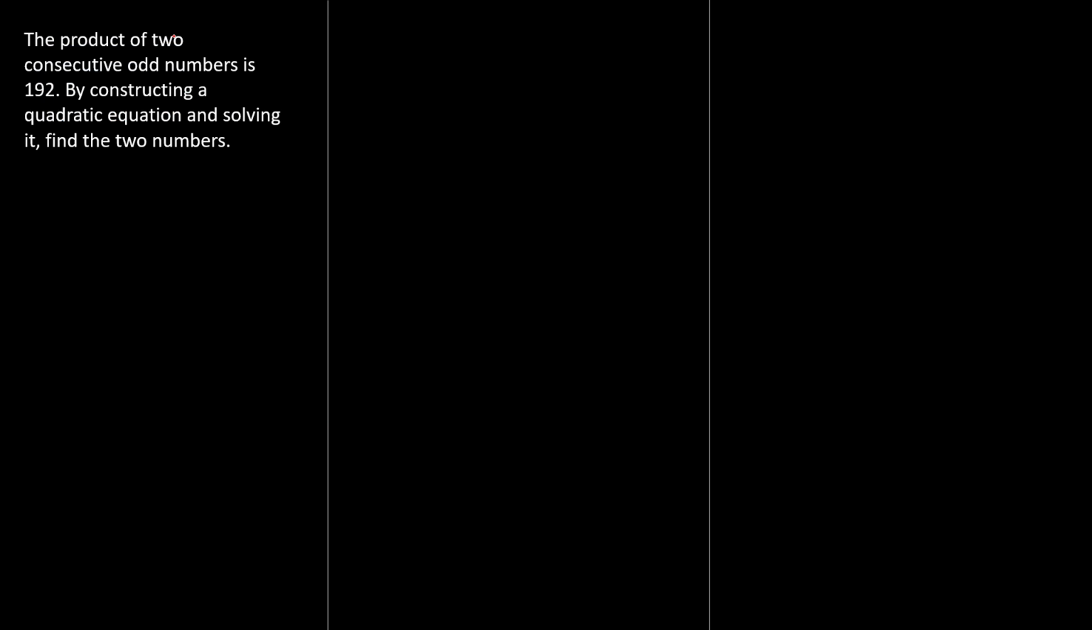We are given two numbers, and these numbers are consecutive. So whenever you're solving this problem, consider consecutive. In this case, they are odd numbers. So two consecutive odd numbers, and the product of these numbers is 192. The question says by constructing a quadratic equation, you're supposed to find the two numbers. First of all, take note of the consecutive and the odd numbers. Over here, I just need to provide my solution.